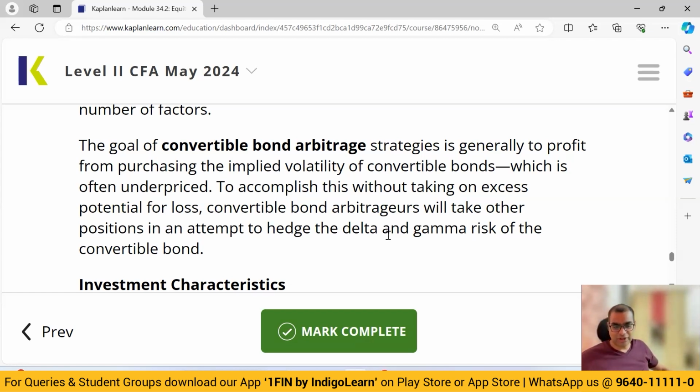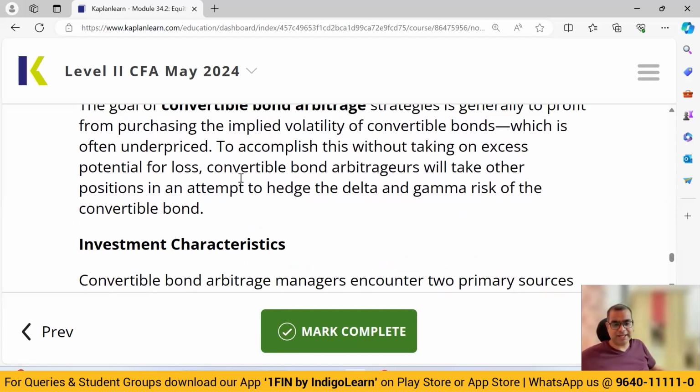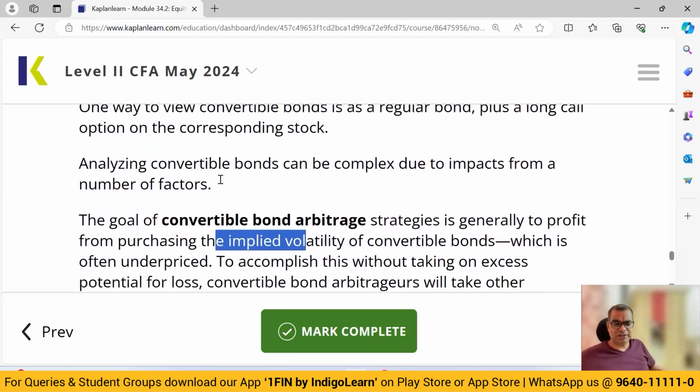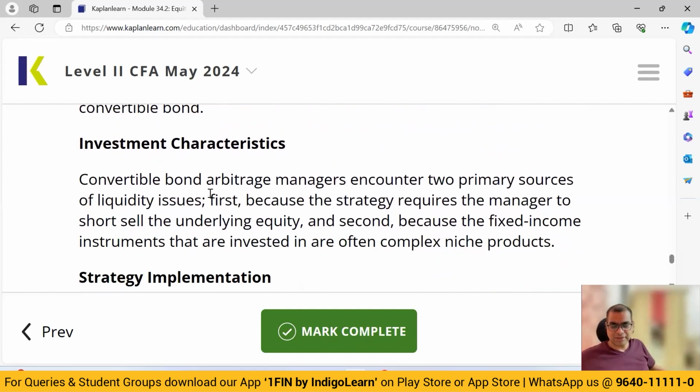Please write this fact in convertible bond arbitrage, in investment characteristics: buying implied vols. Write it in investment characteristics only, in converts. Buy implied vols and hedge delta and gamma risk. So what is the meaning of this?